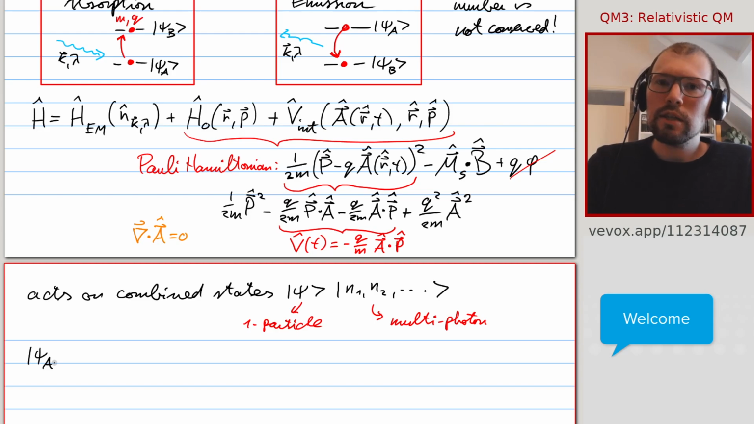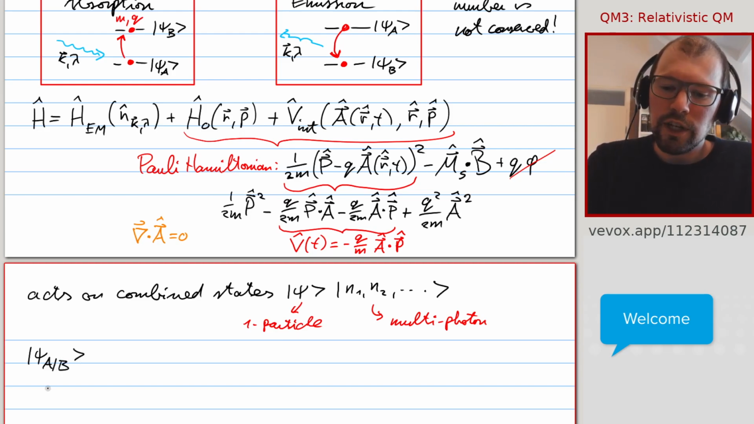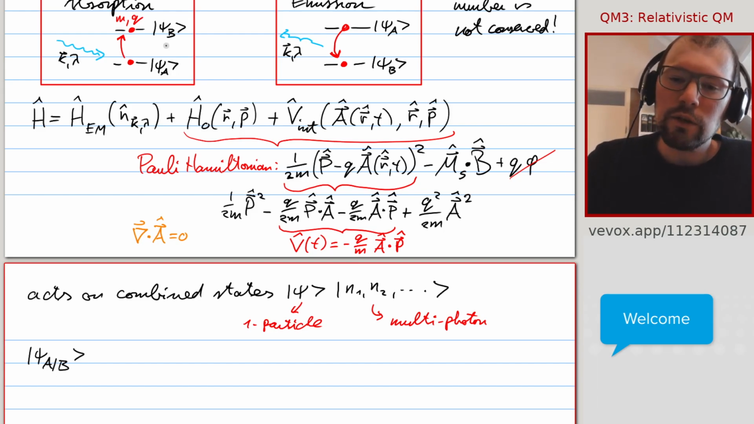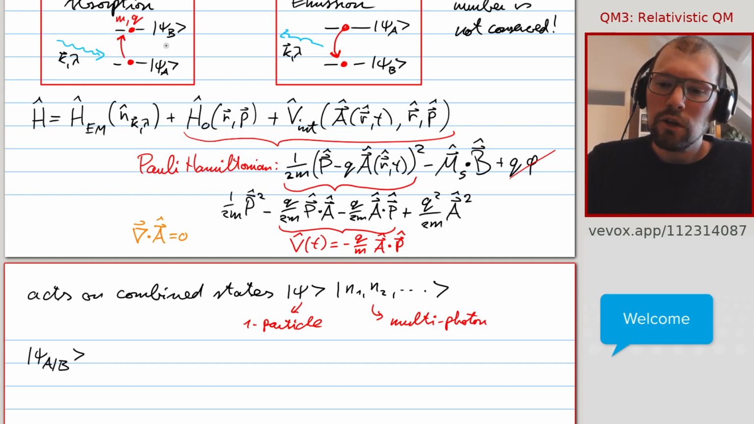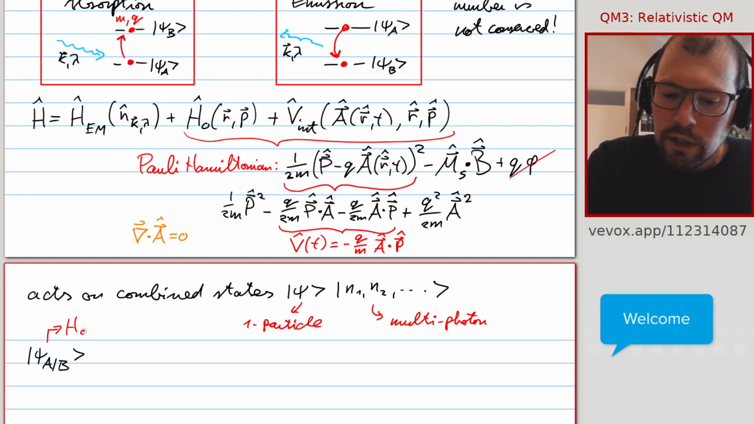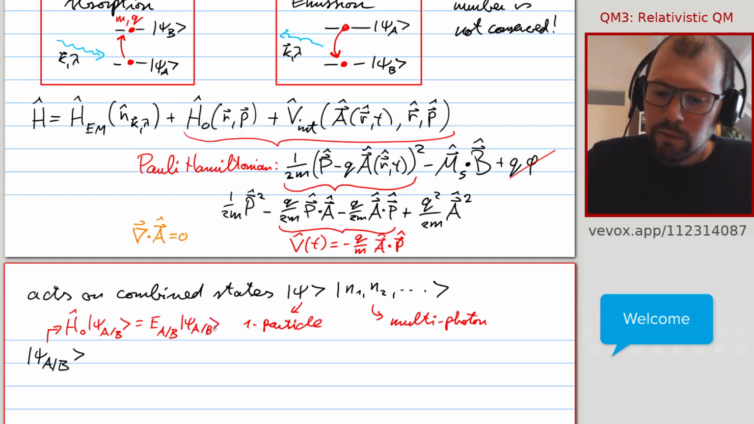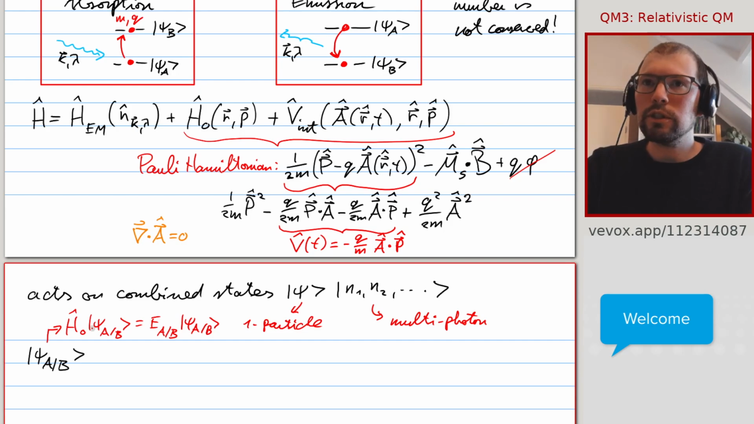So what we can look at is two states, let me denote them psi A and psi B, that really correspond to eigenstates of only the particle Hamiltonian. So these are states that satisfy H0. These are energy eigenstates of the particle Hamiltonian.